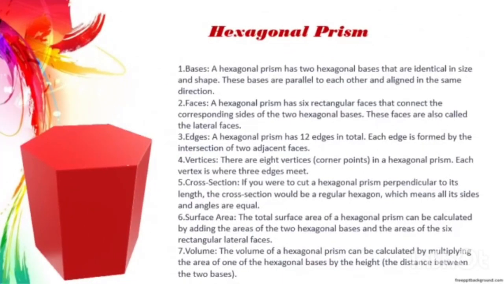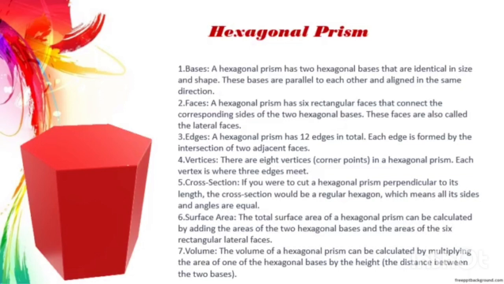Bases. A hexagonal prism has 2 hexagonal bases that are identical in size and shape. These bases are parallel to each other and aligned in the same direction. Faces. A hexagonal prism has 6 rectangular faces that connect the corresponding sides of the 2 hexagonal bases. These faces are also called the lateral faces.